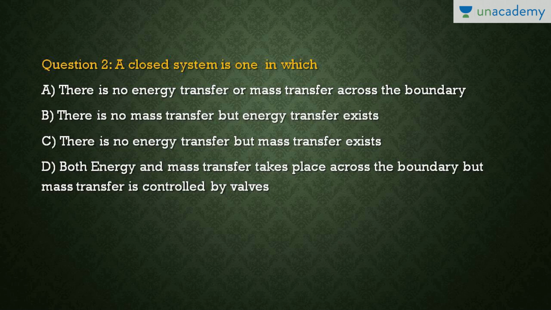Second question. A closed system is one in which there is no energy transfer or mass transfer across the boundary. There is no mass transfer but energy transfer exists. There is no energy transfer but mass transfer. Option D. Both energy and mass transfer take place across the boundary, but mass transfer is controlled by the walls. So the answer is there is no mass transfer but energy transfer exists. Answer is option B. Right, as I have already explained to you, in an open system there is energy transfer as well as mass transfer. In an isolated system there is no energy transfer and no mass transfer, but in a closed system there is no mass transfer but energy transfer exists.